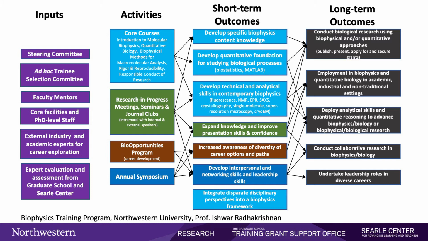Light blue refers to research skills the trainees obtain. They develop content knowledge, a quantitative foundation, and technical and analytical skills. Green refers to oral and written communication skills trainees obtain through guidance and participation in research in progress meetings and seminars. Brown refers to developing career awareness. Finally, the far right column are the long-term impacts and aspirations of the program.